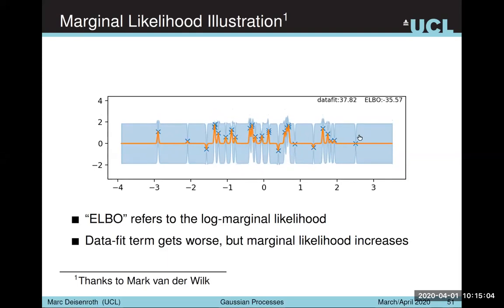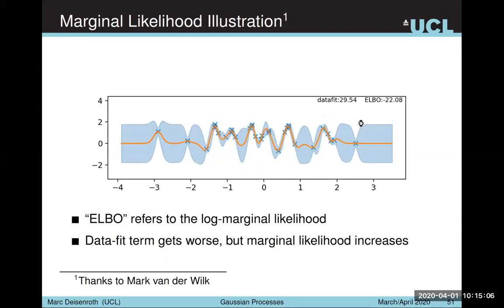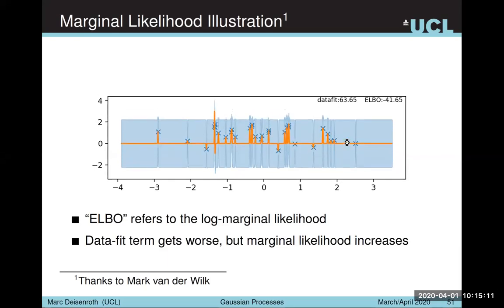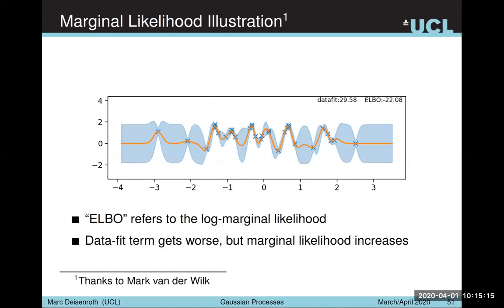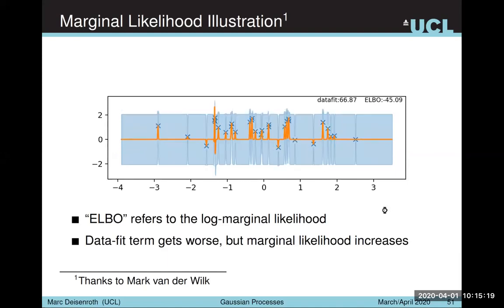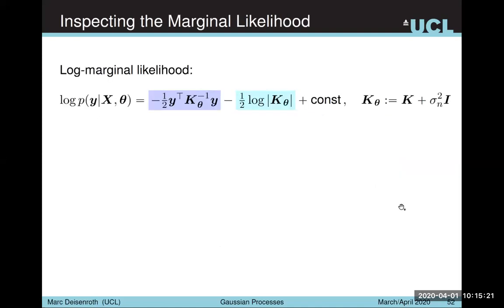But the marginal likelihood values are not ideal. And if we run gradient descent, we would get a fit that looks significantly different and much better, actually, also in terms of generalization properties. And so now the question is, why is this? We're going to look at the marginal likelihood and see what kind of properties the marginal likelihood actually has.